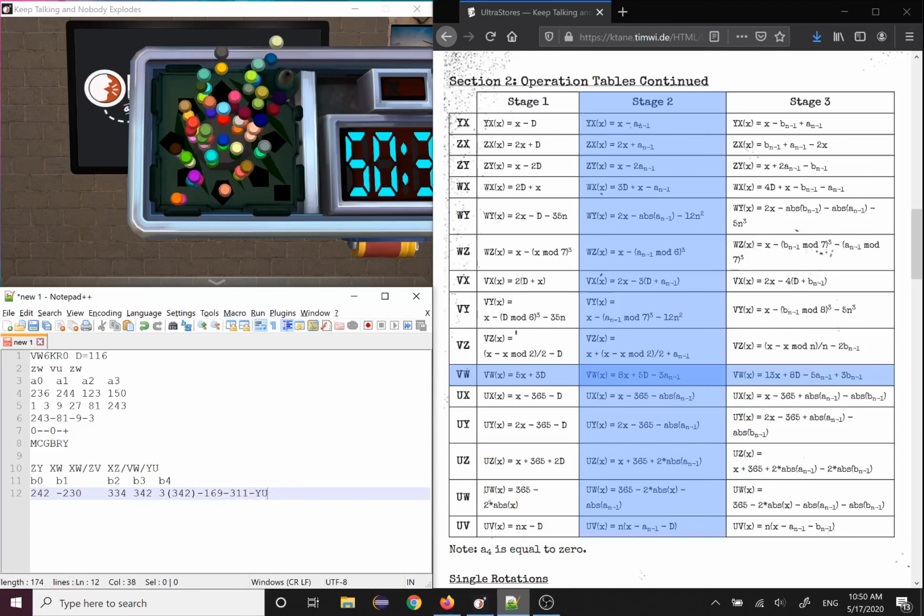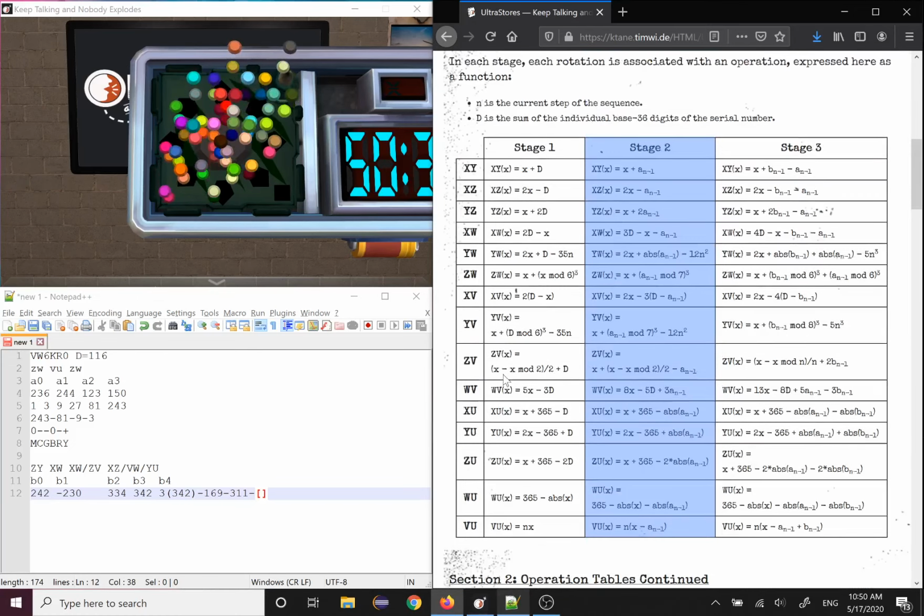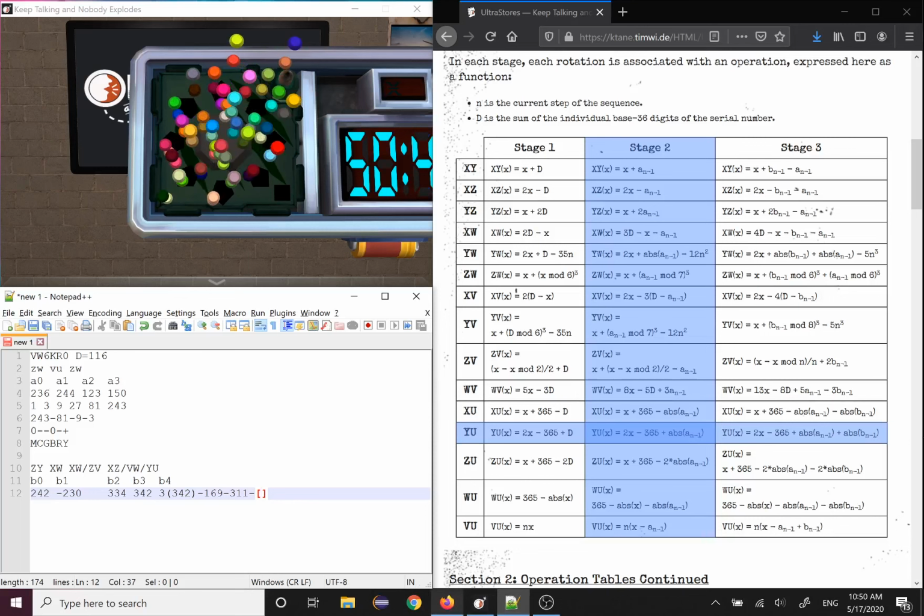And then lastly, we need to apply yu. Now the rotation is yu, which we can find here. And it's going to be 2x minus 365 plus absolute value of an minus 1. So we'll go through that. 2 times 342 minus 365 plus absolute value, which is noted by bars, of an minus 1, which is 150. Now 150 is already positive, so we just remove the absolute value.